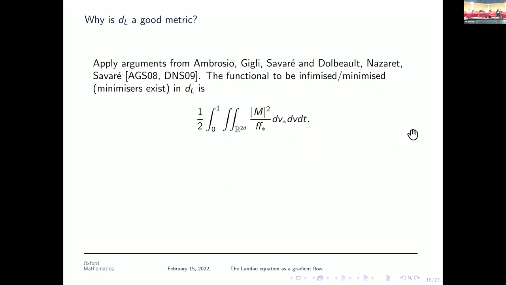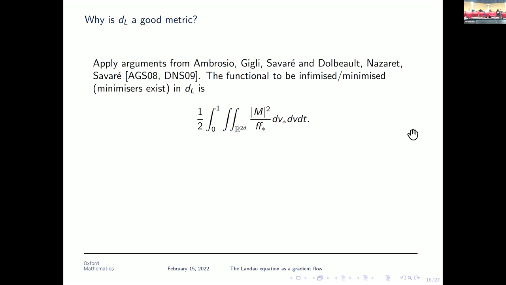Continuing on, the first result that I presented many slides ago said that this metric is good, and here I want to informally explain why. Why does it satisfy the nice properties I mentioned: completeness, being stronger than the weak topology, and so on. The point is that we borrowed a lot of technology from the classical book on gradient flows by Ambrosio, Gigli, and Savaré, as well as this nice paper by Dolbeault, Nazaret, and Savaré, where they also looked at constructing these sorts of dynamic distances.